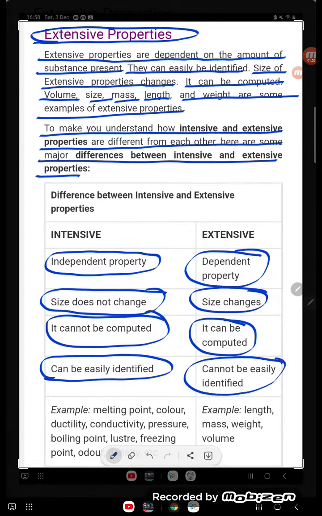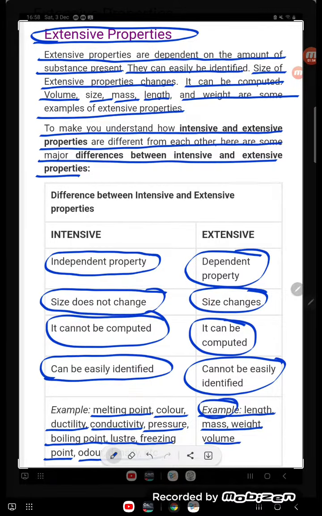Intensive properties cannot be easily identified. Melting point, that is an intensive property. Color, intensive property. Ductility, intensive property. Conductivity, intensive property. Pressure, intensive property. Boiling point, intensive. Luster, intensive. Freezing point, intensive. Odor, intensive. Density, intensive. Examples that are extensive: length, mass, weight, and volume.